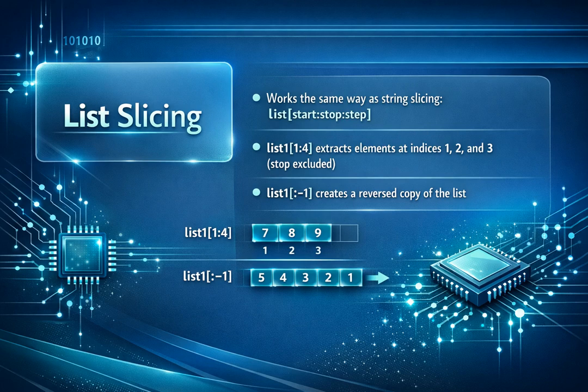List slicing works exactly like string slicing, using start:stop:step. The stop index is excluded. You can extract a portion of a list, skip elements using a step, or create a reversed copy using a step of -1. Slicing always returns a new list.